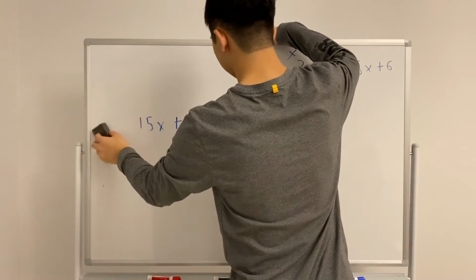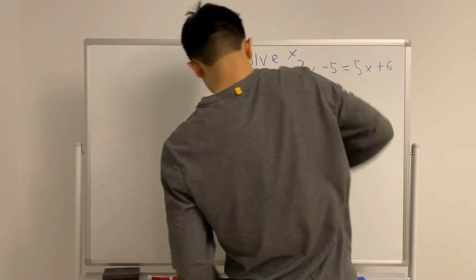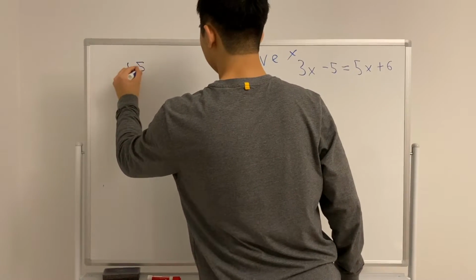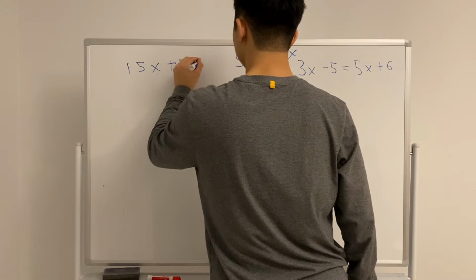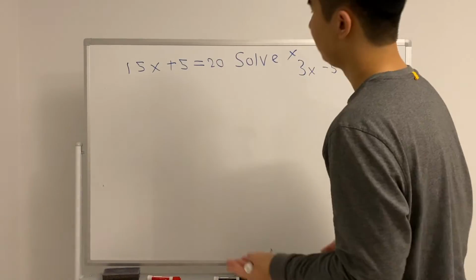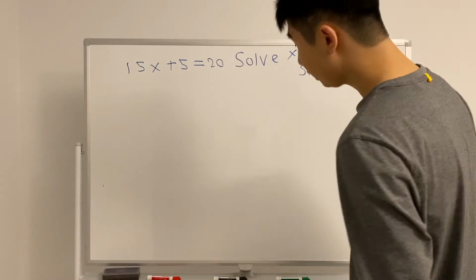But yeah, pretty simple. 15x plus 5 equals 20. All right. 15x plus 5 equals 20. All right. So same process. We want to isolate for the x. And this one's a little trickier.